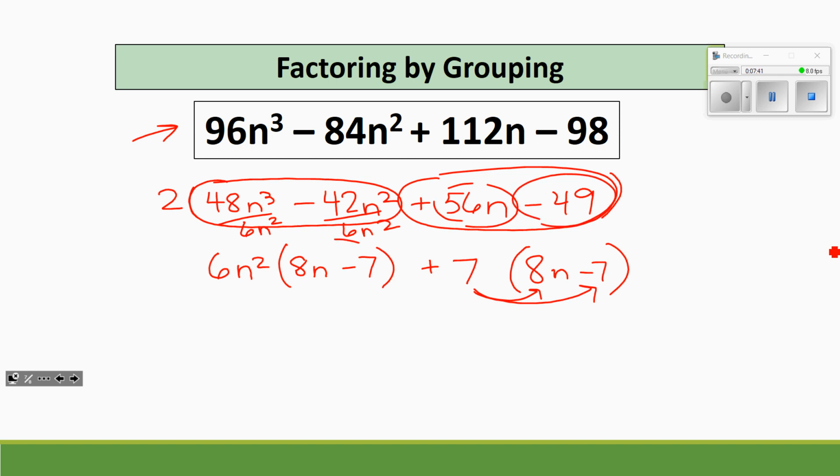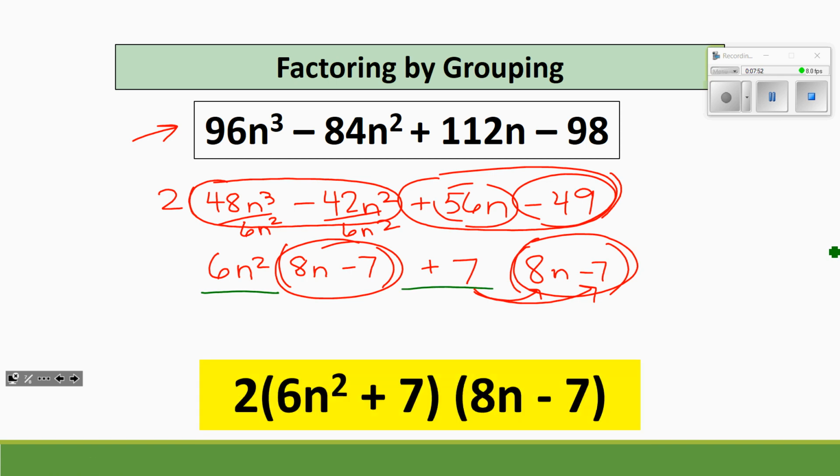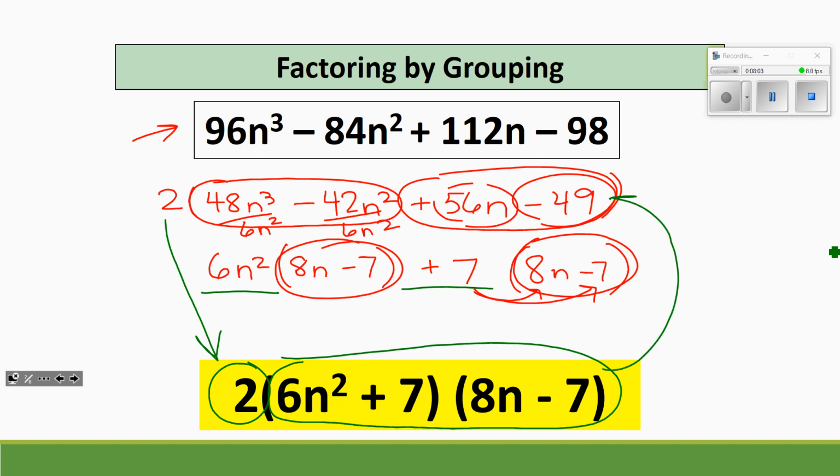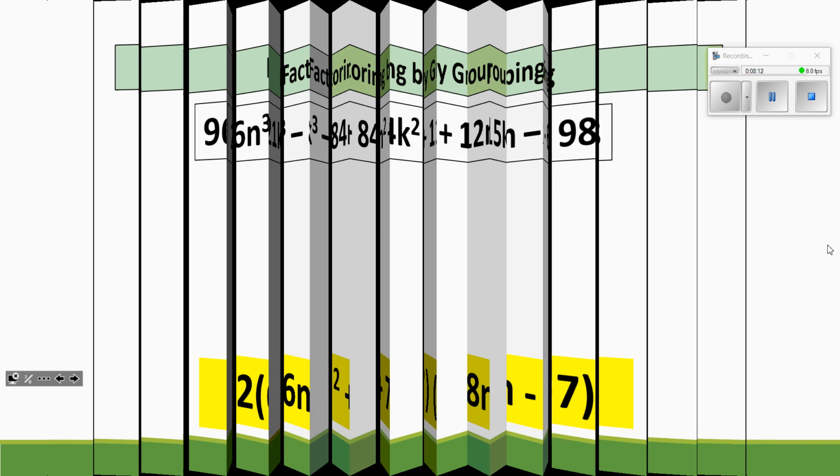Now you notice the magic that happened. We have created 2 identical binomials. That will be one of the binomials in our final answer. The other binomial is created from the outside, 8n squared plus 7. Now we do not want to forget the floater that we pulled out. If we forgot it, when we FOILed this, we would get back to this, but we would not be back to the original polynomial. We would have to multiply the whole thing times 2. So don't forget the floater that's out there.